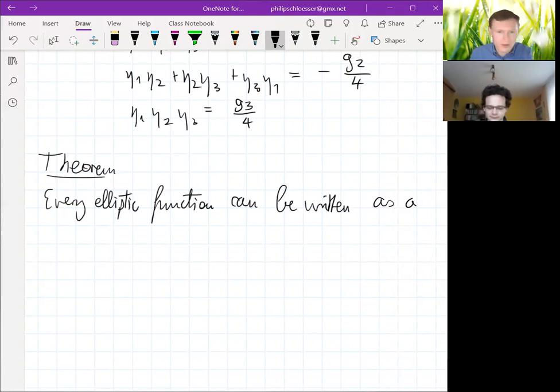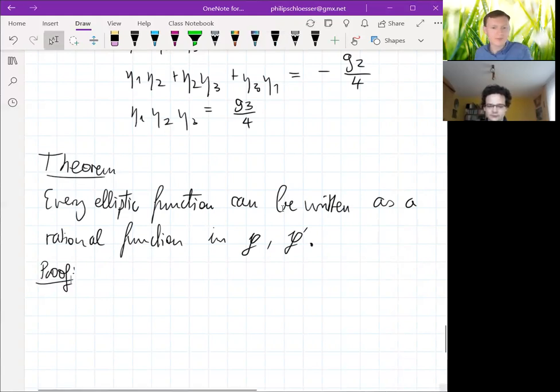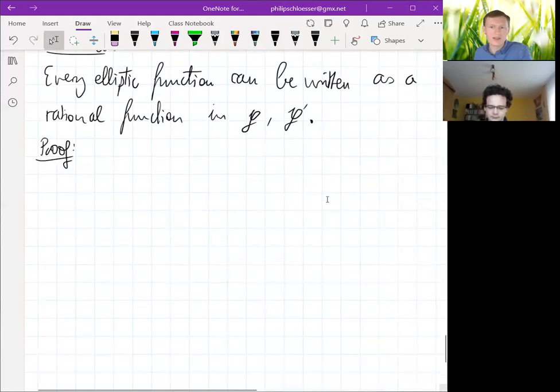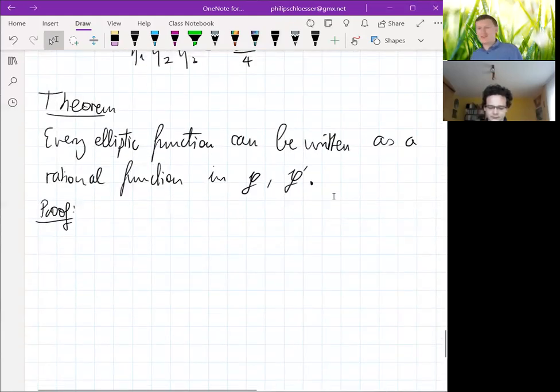And more concretely, it can be written as a rational function in P and its derivative. So how do we do that? Well, firstly, we can specialize a bit. We can do a lot without loss of generality.